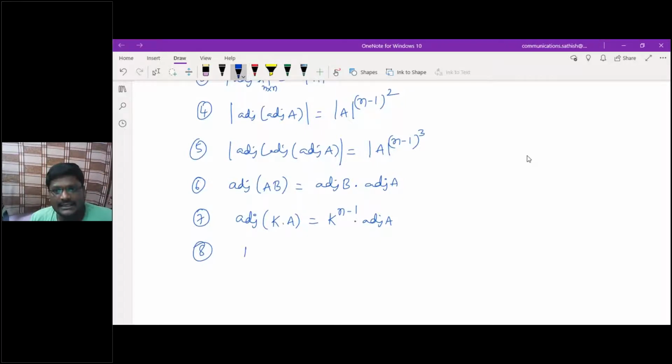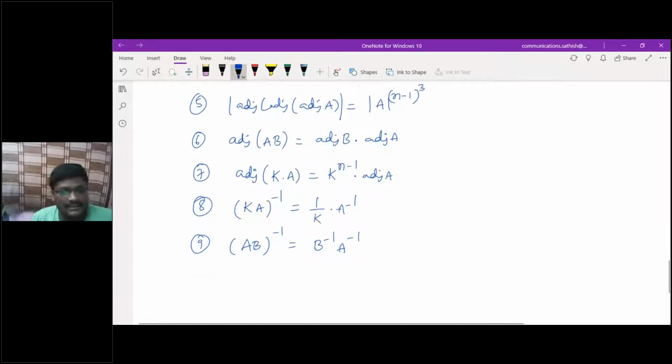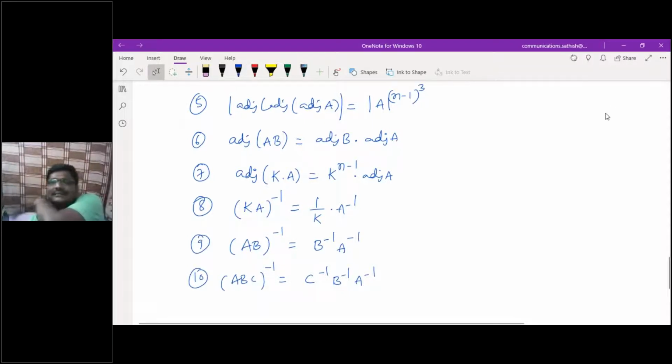K into A whole inverse, where K is a scalar and A is a matrix, I can represent as 1 by K into A inverse. Similarly, AB whole inverse is B inverse A inverse. And ABC whole inverse is C inverse, B inverse, and A inverse. This is how I have to represent the remaining criteria.